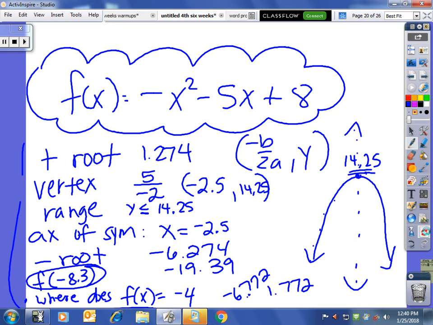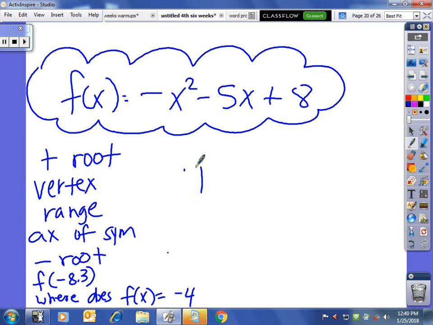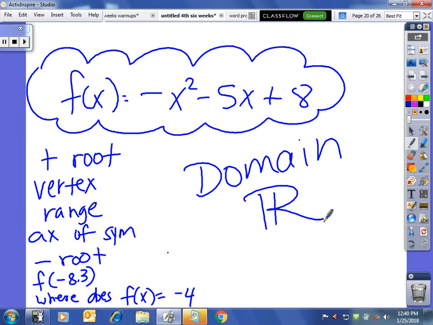Now, the other thing I want to point out, domain of any normal parabola, any normal quadratic function. What's domain going to be? All real numbers. So if I ask you for the domain, you're not going to miss that, right? Range is not all real numbers. Range depends on the highest point or the lowest point.